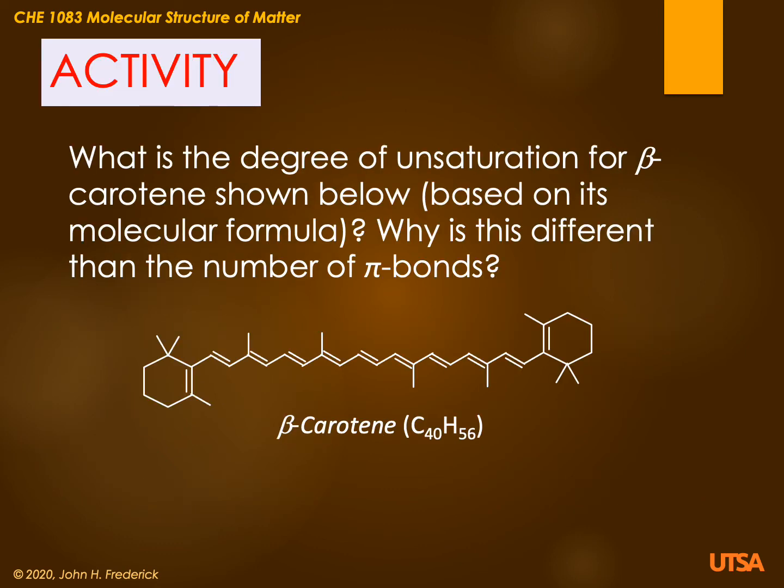So as an activity to illustrate this, what I want you to do is to look at this picture of beta carotene, which is also something that's essential in our diet, helps us make retinal, which we use to see, and determine what its degree of unsaturation is. Now I want you to base this first on a molecular formula, and then you might do it by counting up the double bonds. So pause the video and try this out.